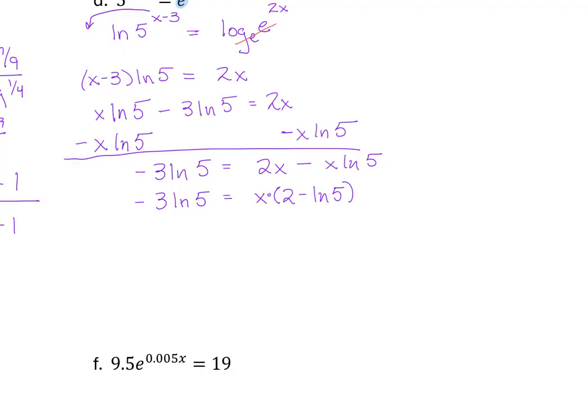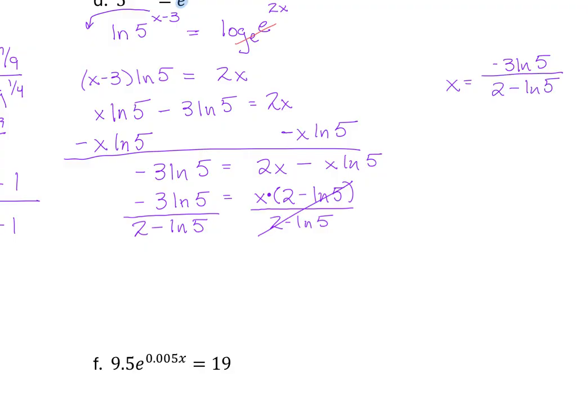We now have x times a number, and just like we do with all of our other equations, we can divide by that number. It's not a nice number, but it is still a number. And when we divide, what we get is x equals negative 3 natural log of 5 over 2 minus natural log of 5. That is our exact answer.